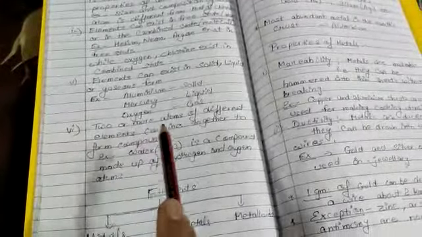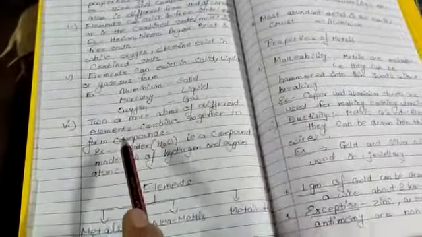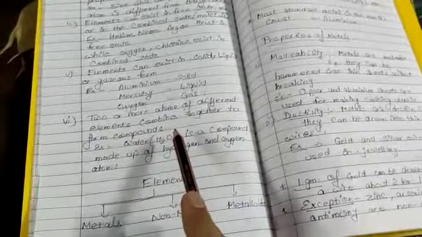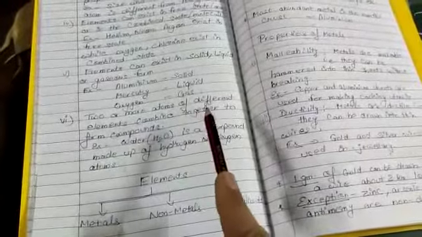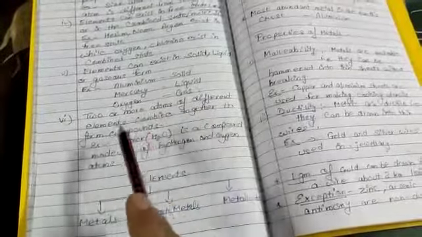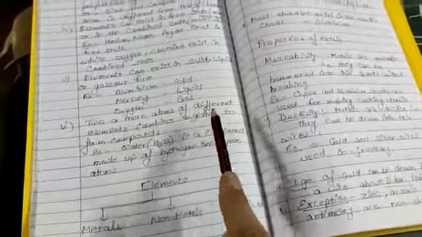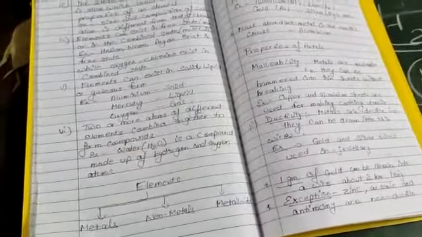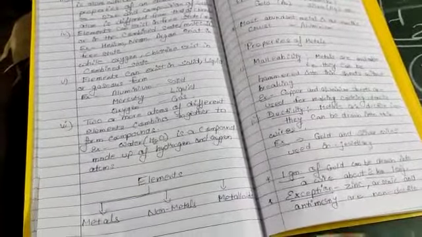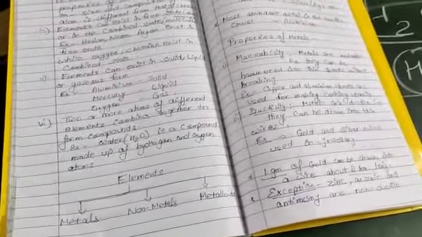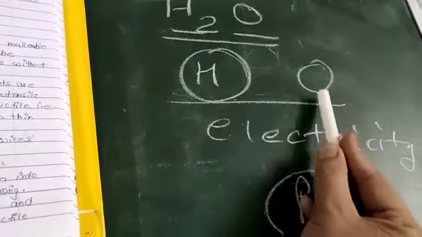Next is two or more atoms of different elements combine together to form compounds. When different elements combine, they form compounds. For example, H2O. H2O is a compound made up of hydrogen and oxygen.